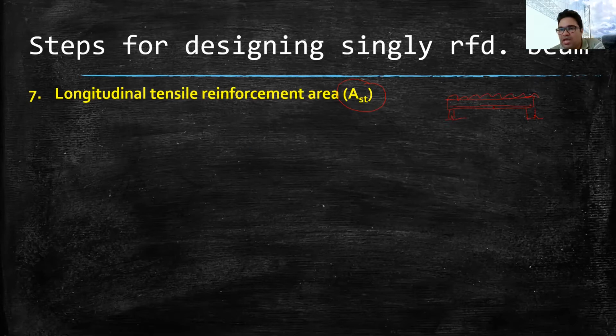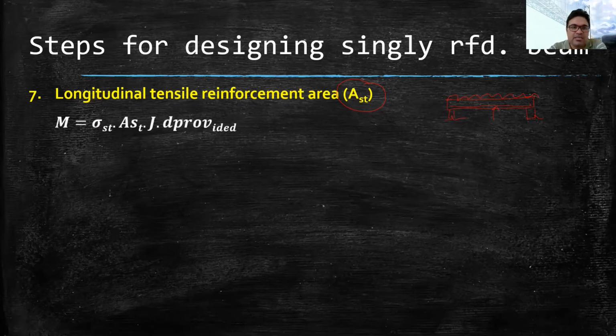Now we have to find out how much area of steel will be provided to resist the required bending moment. So again, the formula of AST is calculated like this. M is equal to sigma ST into AST into J into D provided. This D provided is what we calculated in step 2, and we are assuming that this D provided is more than D required, and that is why we proceed to step 7.